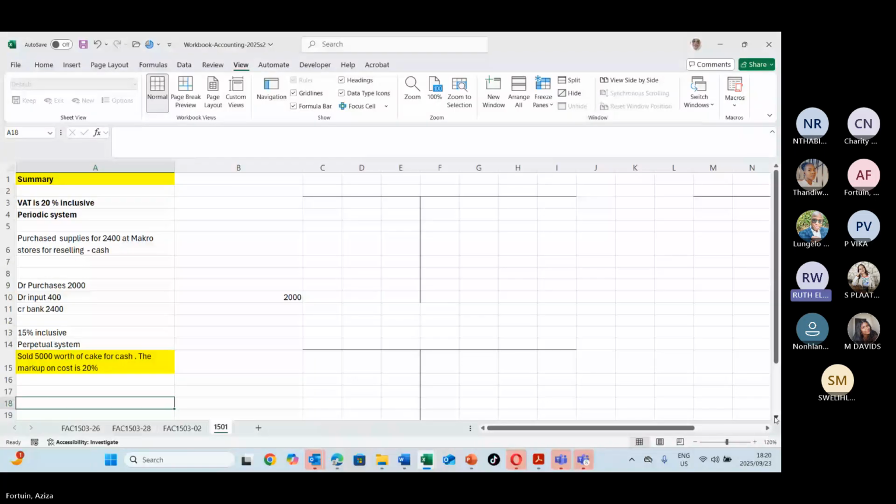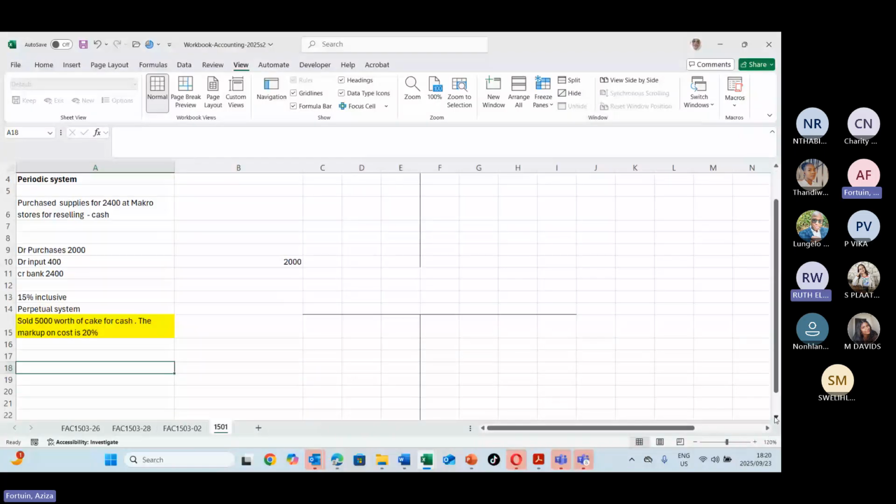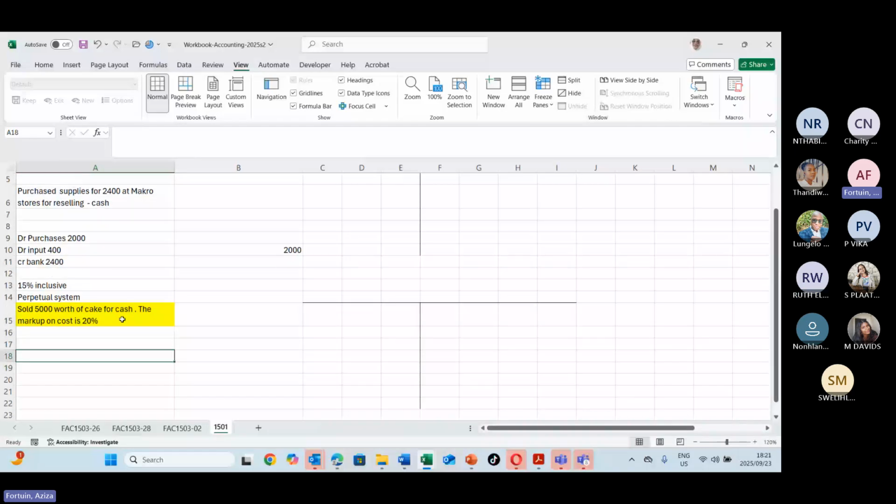All right, so which one are we on here? They sold 5,000 rand worth of goods. The markup on cost is 20%. Okay, 5,000. So it's the cash payments journal. It's credit. Credit what? Credit sales. With how much? Is it VAT inclusive or VAT exclusive? VAT inclusive.